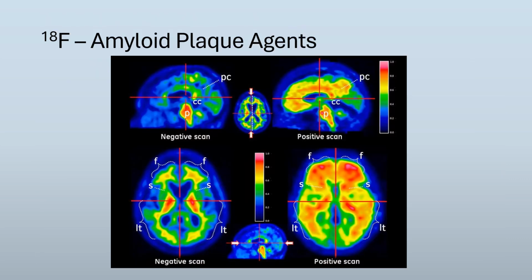And this is an example of the amyloid plaque agents. Now, typically, if it is a negative scan, you will not see a lot of activity in the brain because it's going to the amyloid plaque, and there's more amyloid plaque in cases of dementia and Alzheimer's. So a positive scan would be marked by increased uptake in the brain.